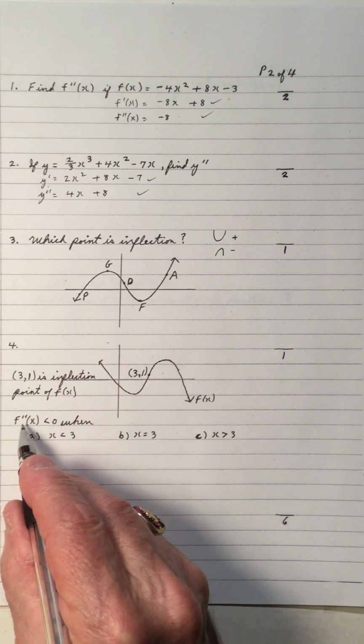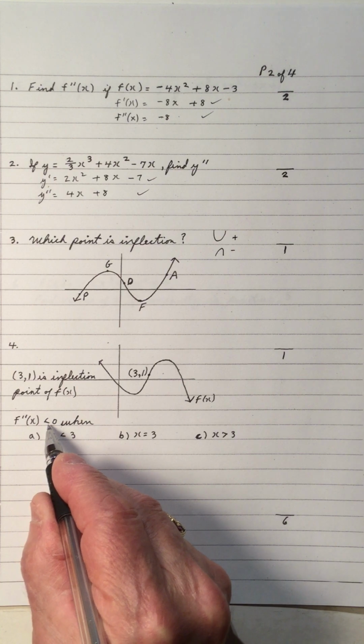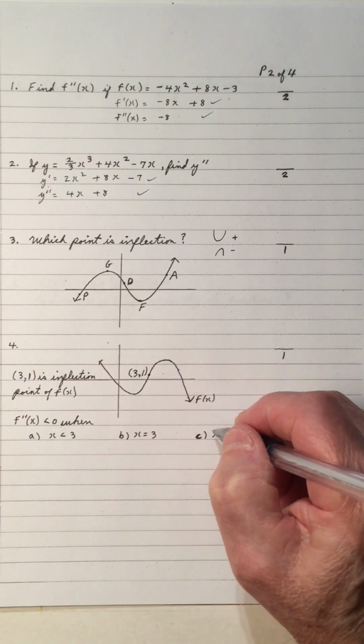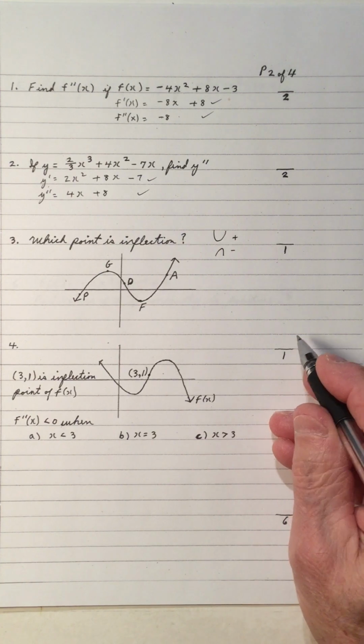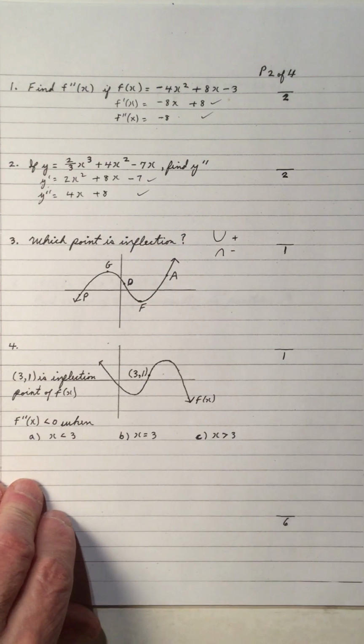So it says f double prime is less than 0. Less than 0 means it's negative, which means the concavity is downward. So downward would be here, and that's when x is greater than 3. So if you got x is greater than 3, give yourself a mark. Total up the page, and you should hopefully have a mark out of 6.